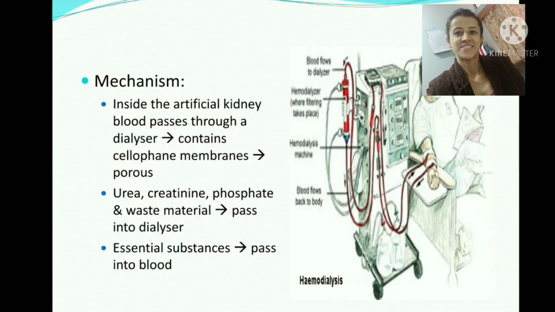Mechanism, as we have discussed: inside the artificial kidney, blood passes through a dialyzer which contains a cellophane membrane, that is a semi-permeable membrane which is porous, and therefore urea, creatinine, phosphate and other waste material pass into the dialyzer and essential substances pass into the blood.